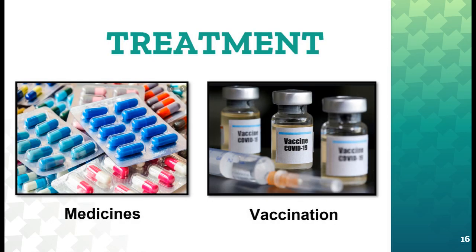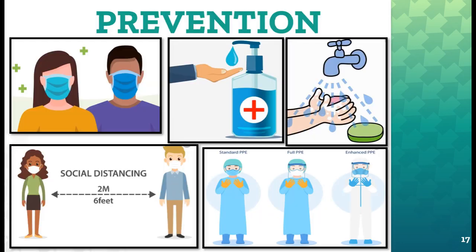If we see the treatment for COVID-19, that can be through medicines and vaccination. Now comes the prevention. How can we prevent ourselves from getting infected with COVID-19? We should wear masks all the time when we are outside our home, wash our hands with soap for at least 20 seconds, frequently sanitize our hands with a suitable sanitizer, maintain social distancing of a minimum of 2 meters, that is 6 feet, and use appropriate masks and PPE kits.